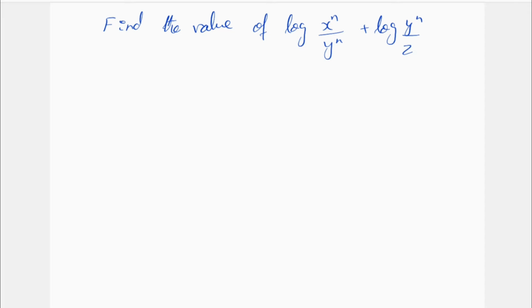Okay. The next question that we have is from logarithms. Find the value of log of x power n by y power n plus log of y power n by z power n plus log of z power n by x power n. Okay, this is the question that we have. They're asking us to find the value of this particular logarithmic expression.